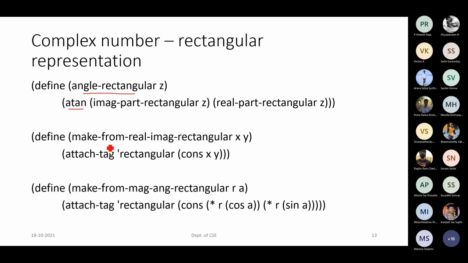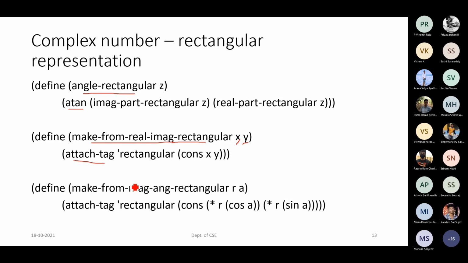Keeping that in mind, make-from-real-imag is nothing but a constructor. We have defined it especially for the rectangular form representation, and it accepts two arguments, named x and y. Once it takes the x value and y value, we just have to add a tag to it saying that it is in the rectangular form. For doing that, I am calling attach-tag, where the tag name passed is rectangle and cons of x y. Within this attach-tag, cons would be used: cons of rectangle, cons of x y.